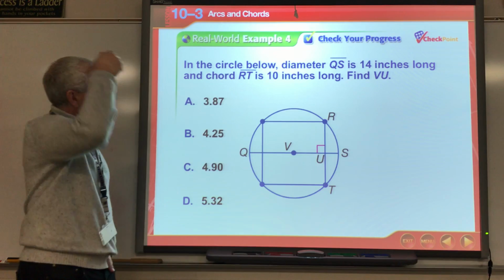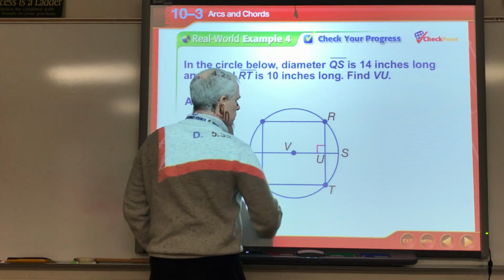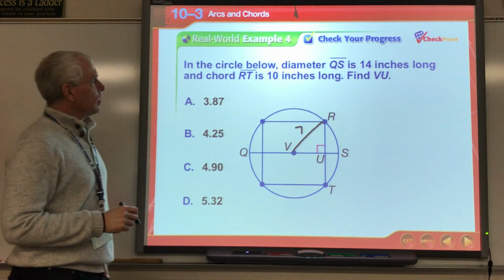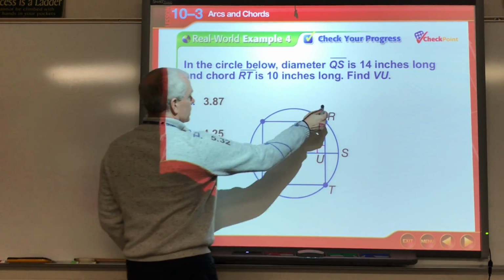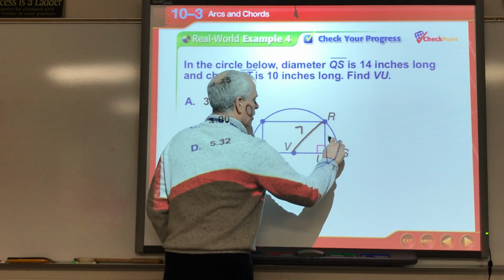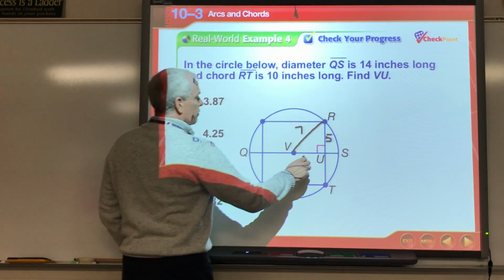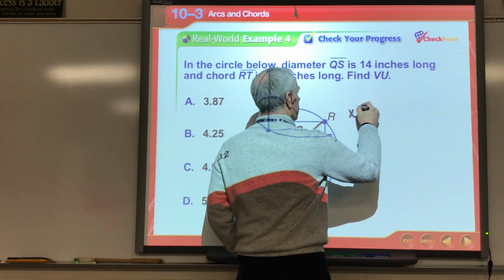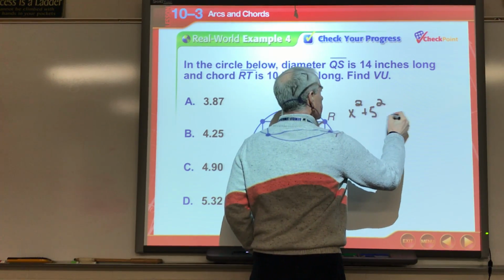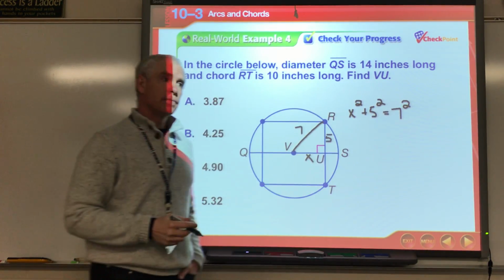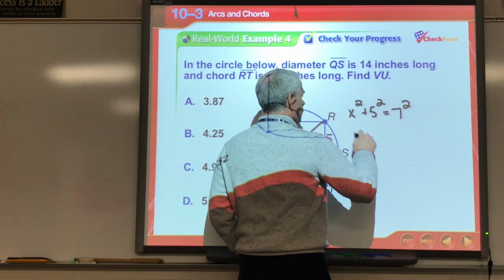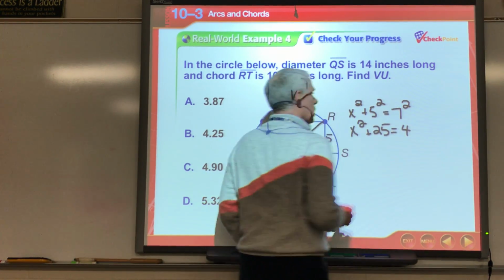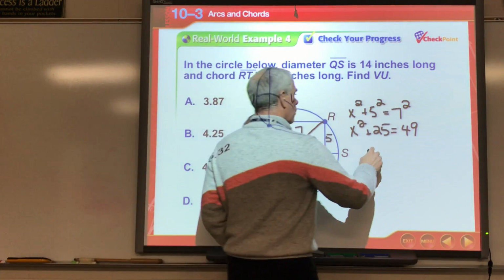It says the diameter is 14, which makes this radius 7. It says that RT is 10, which makes this 5. And it's asking me to find VU, which I'll just call x for right now. So x squared plus 5 squared equals 7 squared. 49 minus 25 is 24.